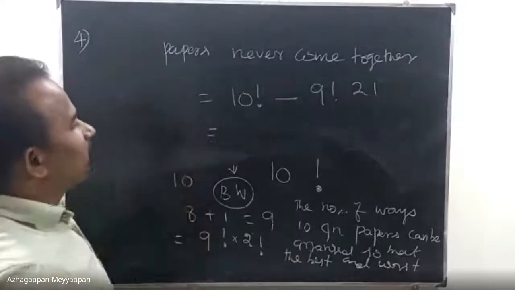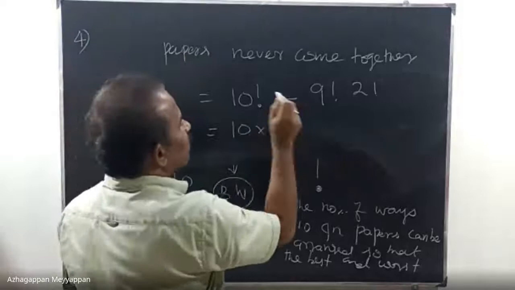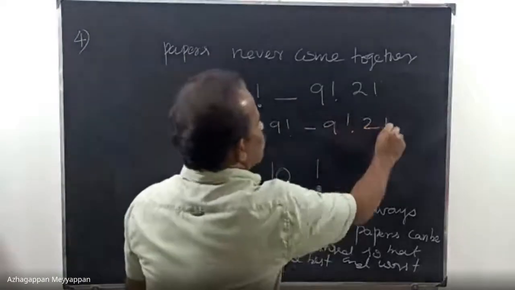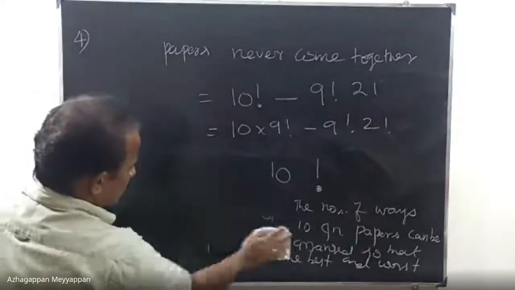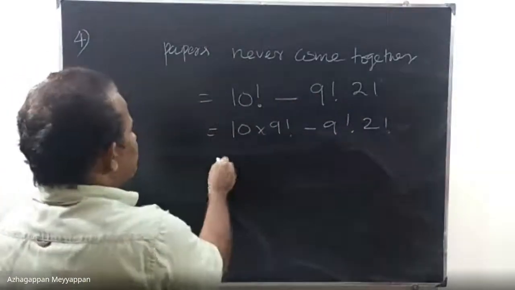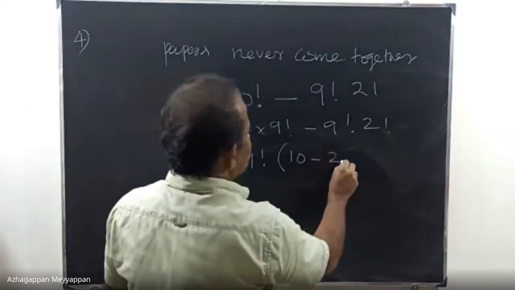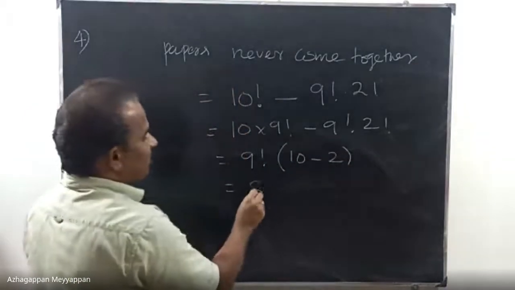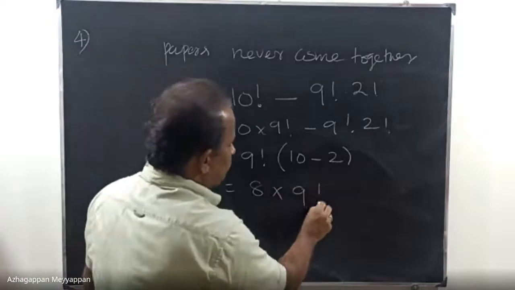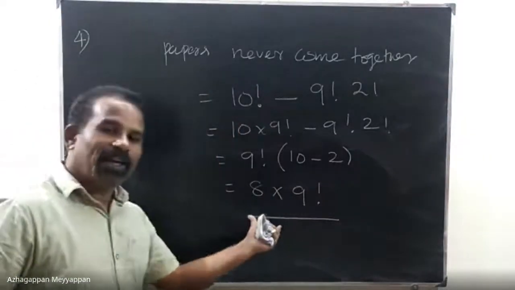That means this is 10 factorial, therefore 10 into 9 factorial minus 9 factorial into 2 factorial. So therefore you have to take out 9 factorial. Therefore 10 minus 2 is 8. So therefore the answer is 8 into 9 factorial. Clear?